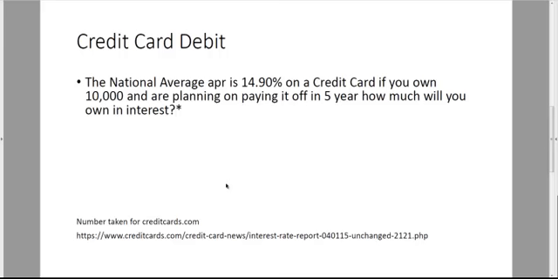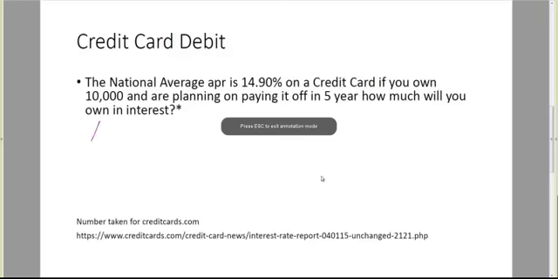Our first example, credit card debt. This is a common problem for most Americans, so I want to give you an example of how you can find out how much you're paying and how long and on what time scales. So the national average APR is 14.90. This is the average annual percentage rate per year on a credit card. If you owe $10,000 and are planning on paying it off in 5 years, how much will you owe in interest? And I took this data from creditcards.com for the national average.